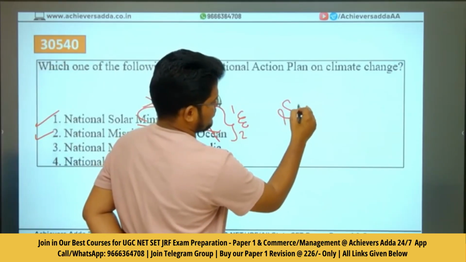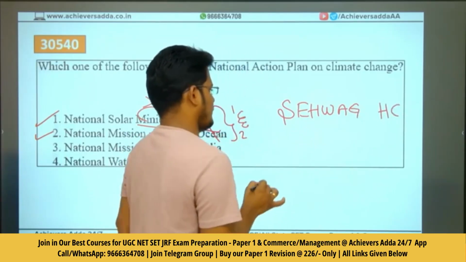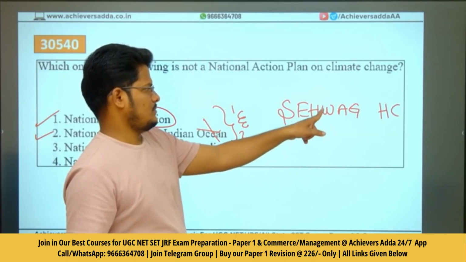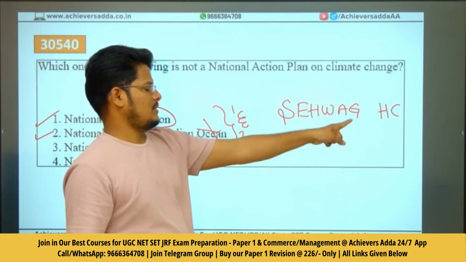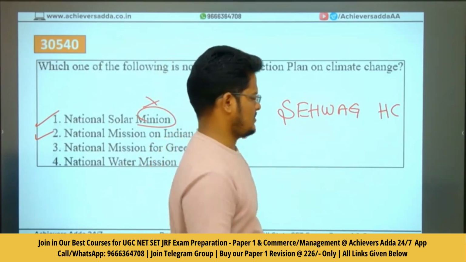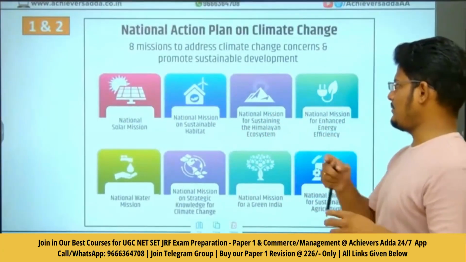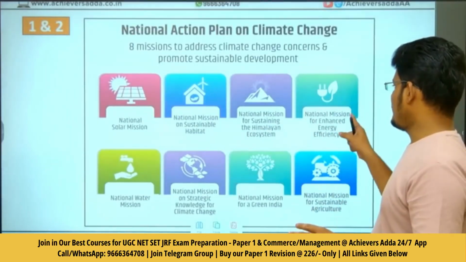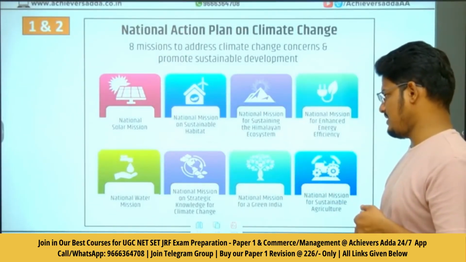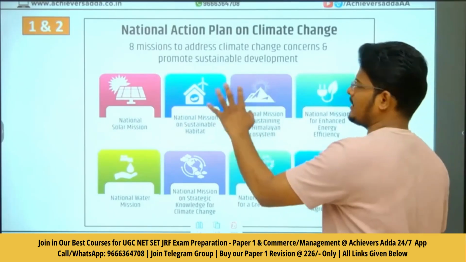I'll tell you the missions. National Mission on Solar, Energy Efficiency, Himalayan Ecosystem, Water, Agriculture, Green India Mission, Habitat, Climate Change. Total 8 missions are there: National Solar Mission, National Mission on Sustainable Habitat, National Mission on Sustainable Himalayan Ecosystem, National Mission on Enhanced Energy Efficiency, National Water Mission, National Mission on Strategic Knowledge for Climate Change, Green India, as well as Sustainable Agriculture. These are the total 8, which were initiated in 2008.